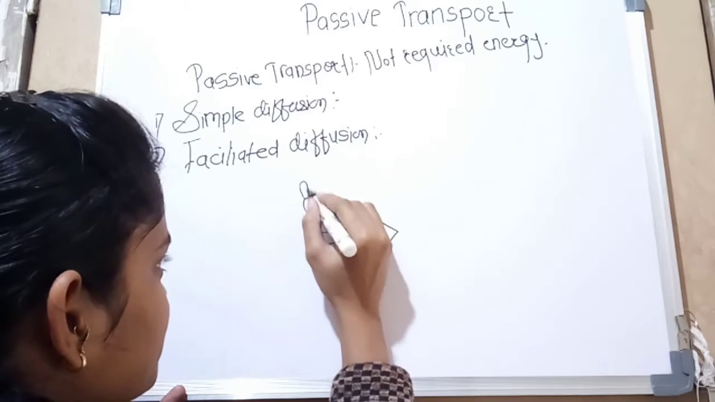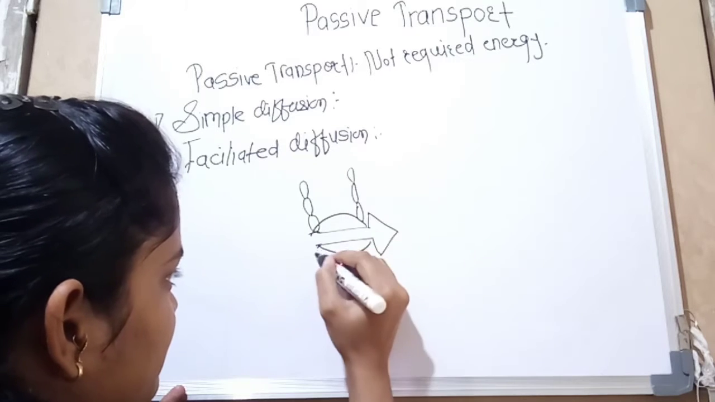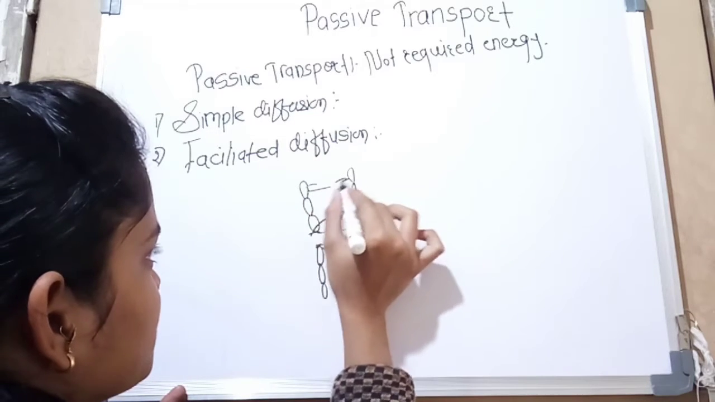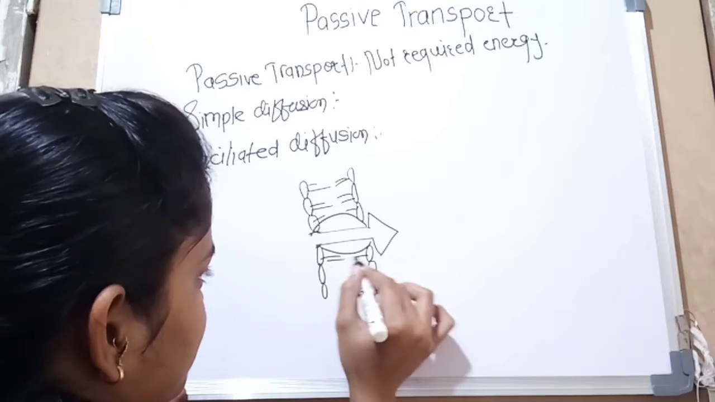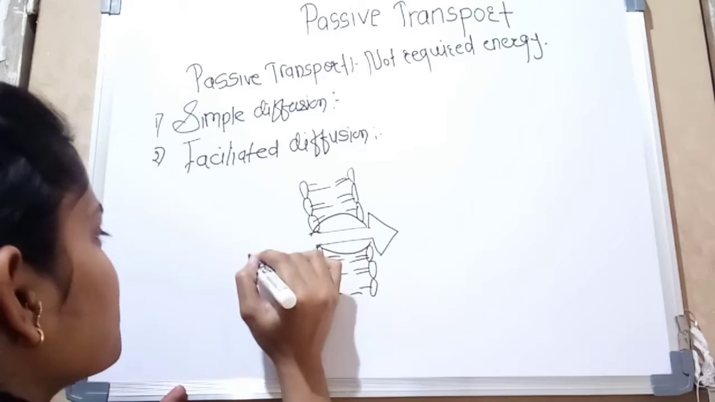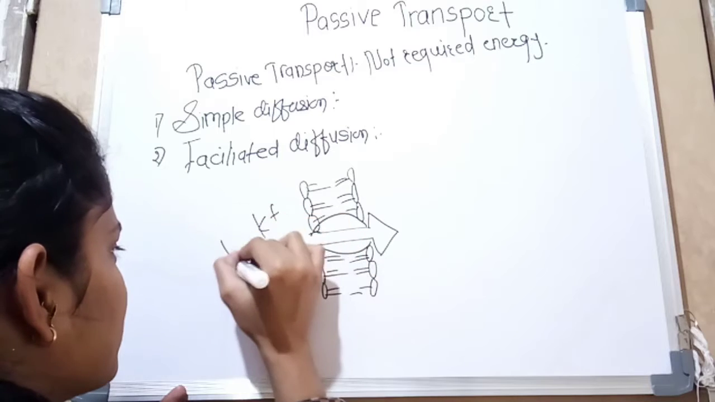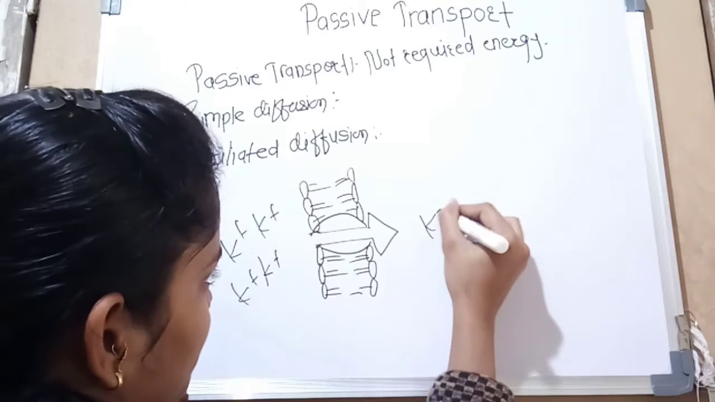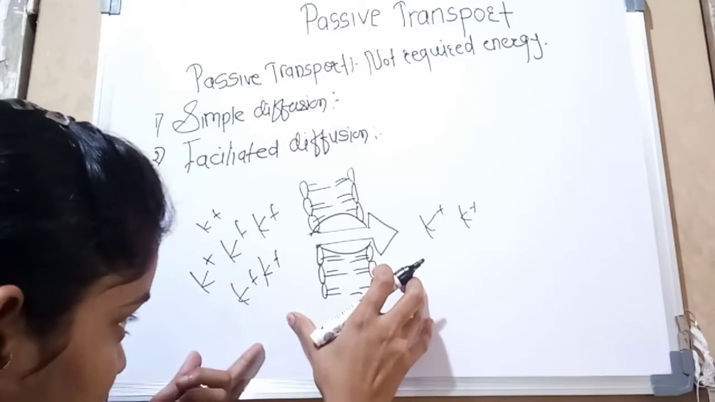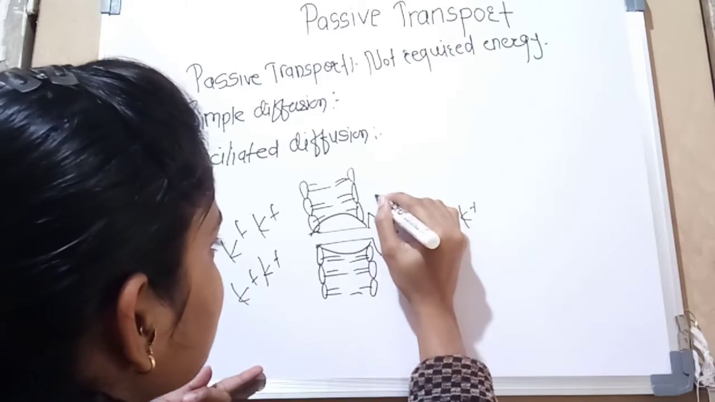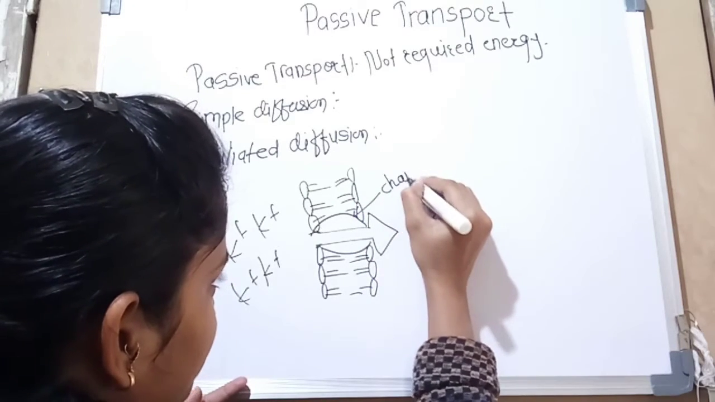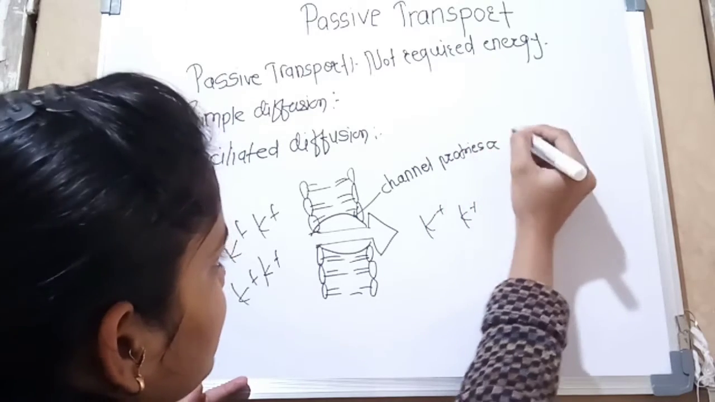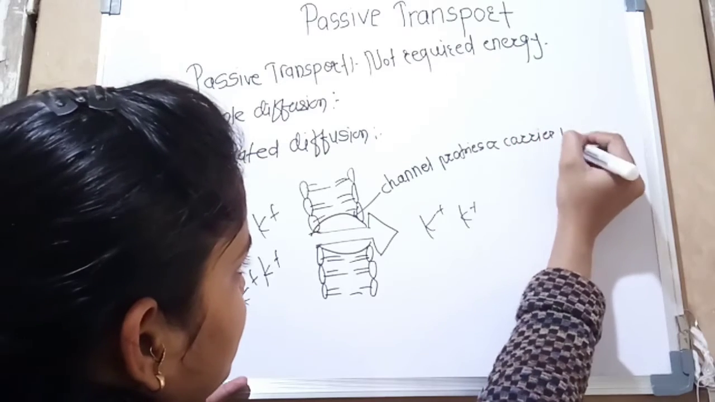Again we see this is the lipid bilayer of the plasma membrane. This structure looks like that. See here again the potassium ion concentration is higher on one side and lower on the other side, and for that movement there is a channel protein or carrier protein.